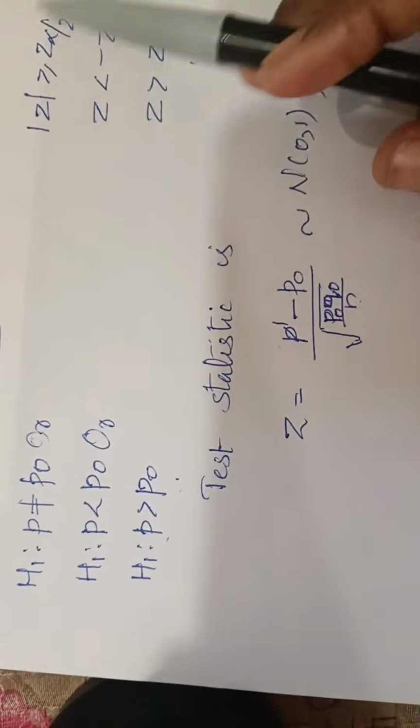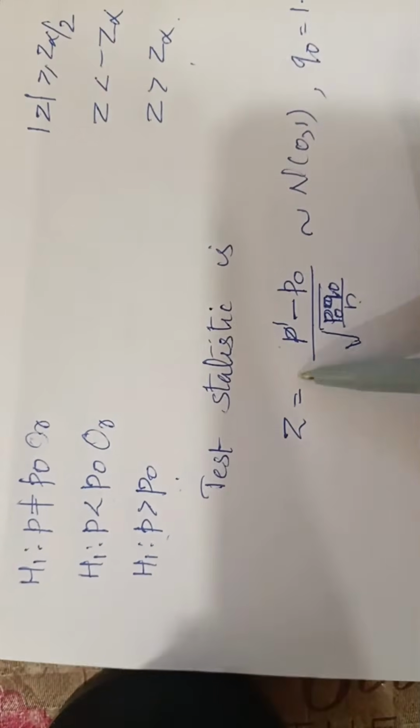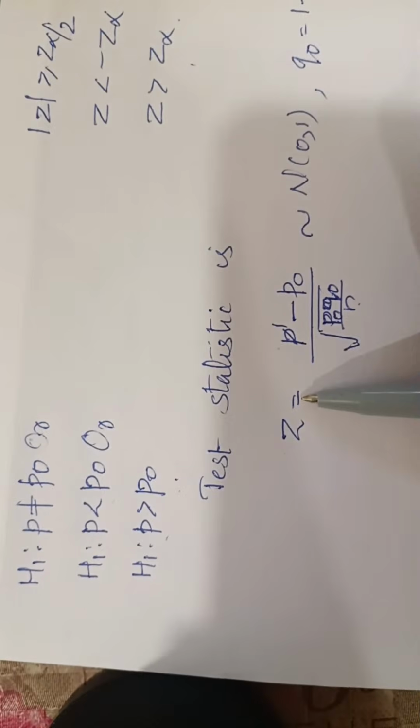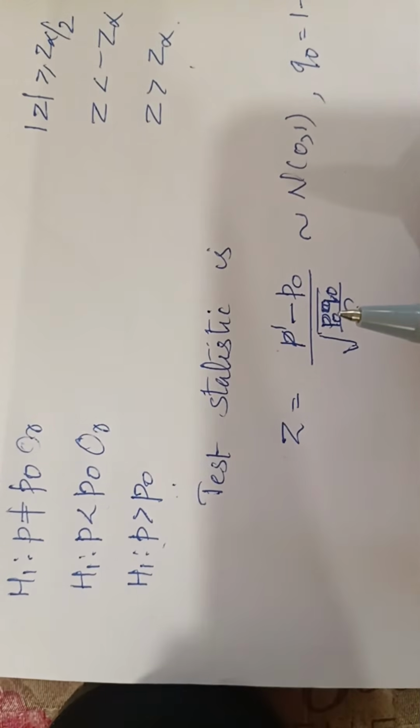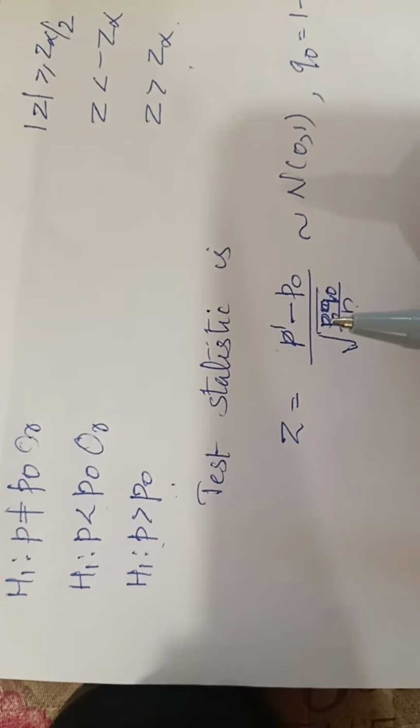After comparing Z and Z alpha by 2, if the value of Z lies in the critical region, you can reject the null hypothesis, otherwise you can accept the null hypothesis. This is the testing procedure for testing of proportion of a population.